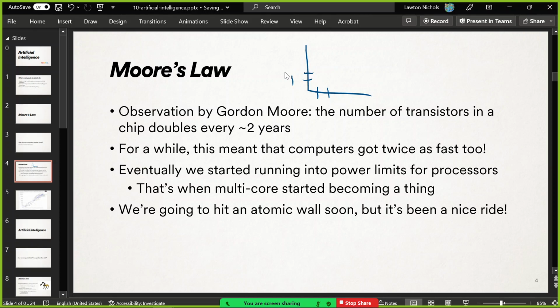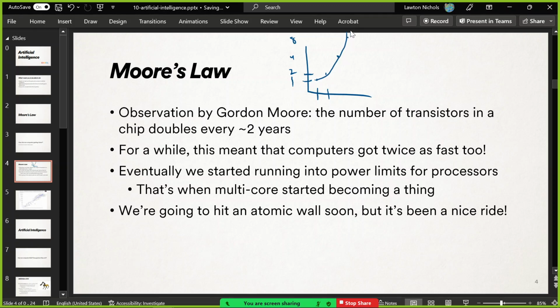Maybe here's 2. Then we have like 4 up here, then 8 up here. 1, 2, 4, 8. It was an exponential increase that he saw. Like, you just wait another 2 years, your computer is going to have twice as many transistors in it. That's what he thought. And the number of transistors, more or less, for a very long time, translated to the speed of your computer. So it can do a bunch of calculations very quickly.